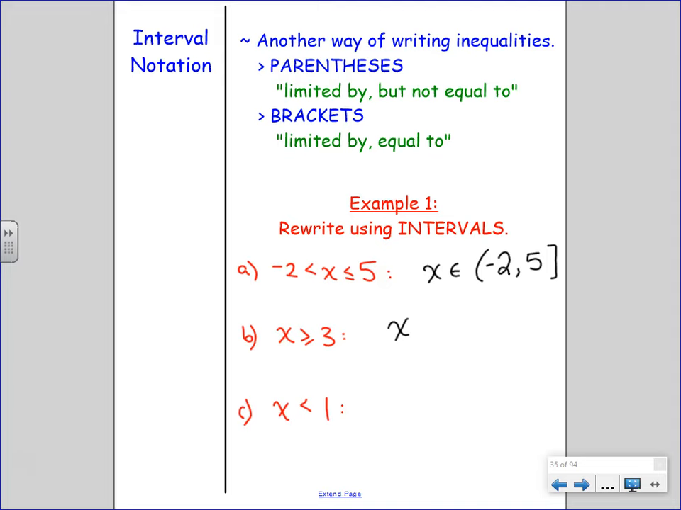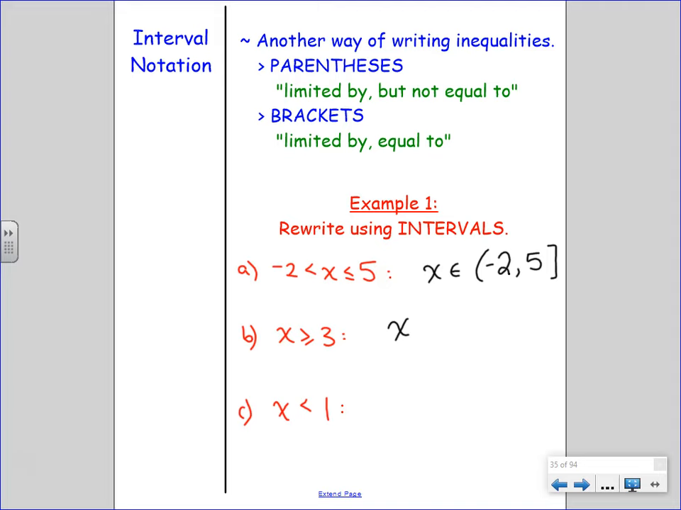So the sandwich, you're going to have both numbers of the sandwich inequality. You just have to look at the inequality and say, can it equal? No. So what did I put? Parenthesis. Can it equal? Yes. So what did I put? Bracket. Okay. What if they were both or equal to?